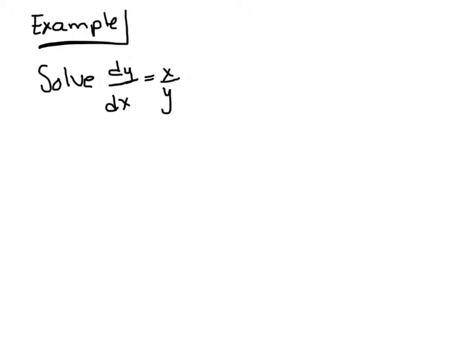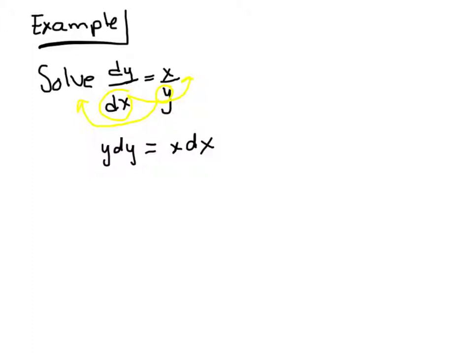So let's look at an example. We want to solve dy/dx equals x over y. So our first step, of course, is to take the dx and multiply it over to the right, and take the y and multiply that over to the right. So doing that, we now have y times dy is equal to x times dx. So now I have two differentials.